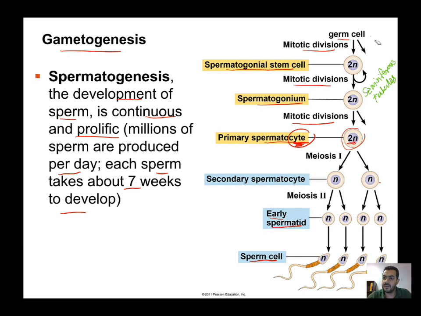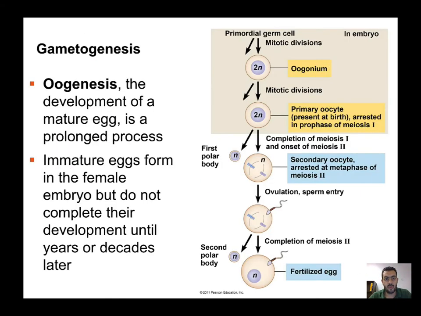So as you can see, these steps occur in the seminiferous tubules, and starting from one germ cell we end up with 4 sperm cells. So this is one major difference between it and oogenesis.